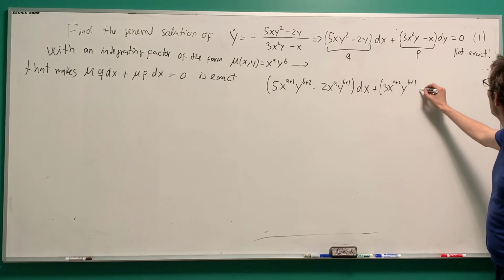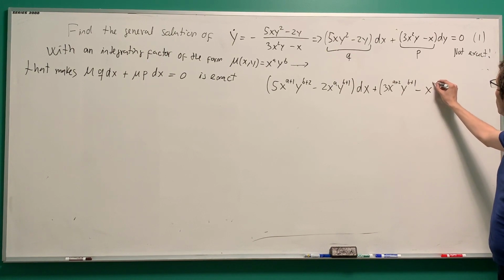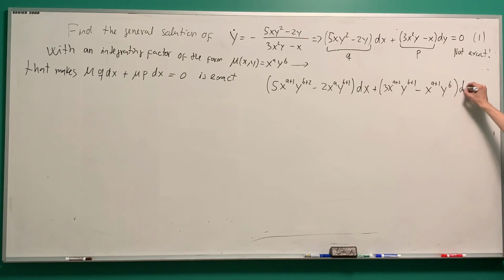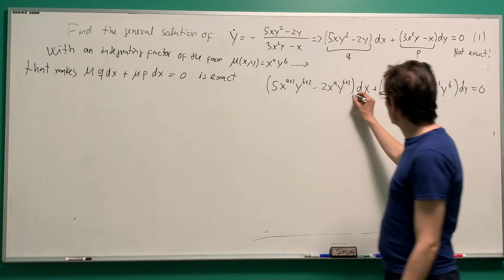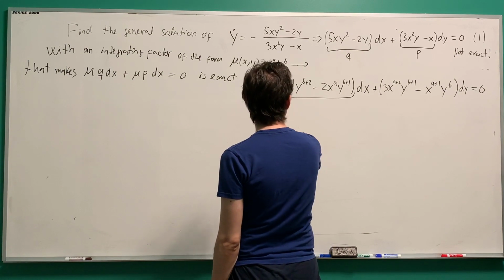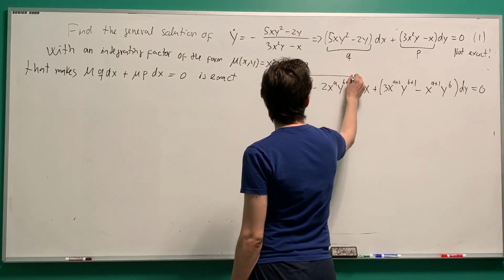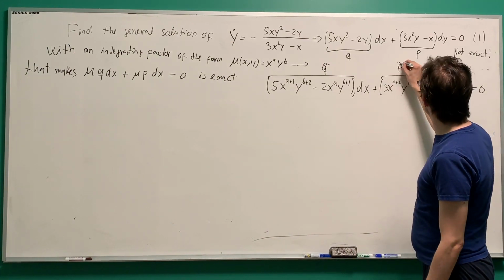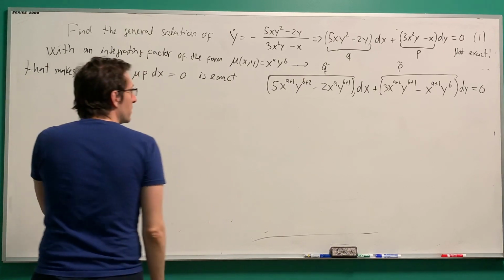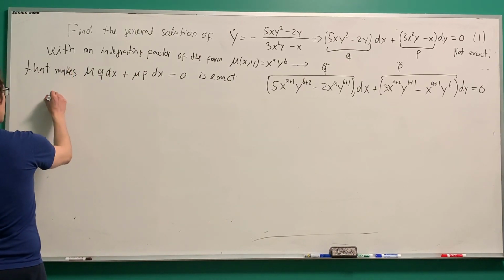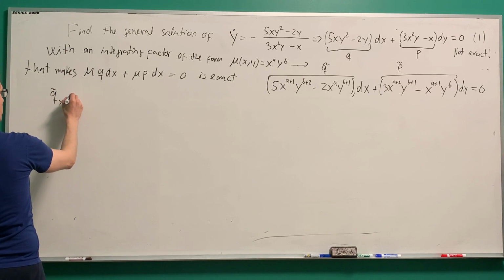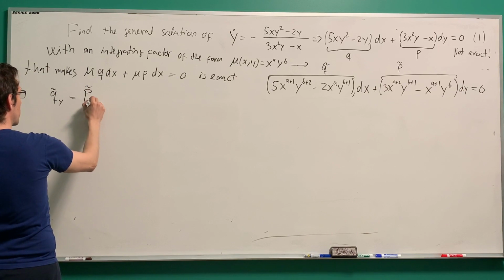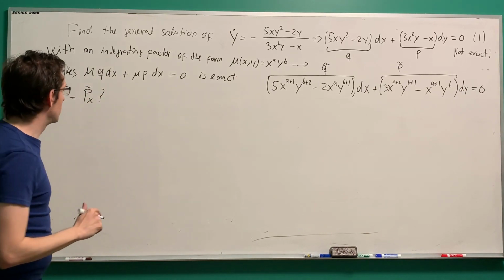Right, there we go. Minus x to the a plus 1, y to the b, dy equals 0. So this now, I'll put it on top, this now is my q tilde, and this now is my p tilde. All right, so if the equation is exact, remember now, q tilde with respect to y should be equal to p tilde with respect to x. All right, so let's check.